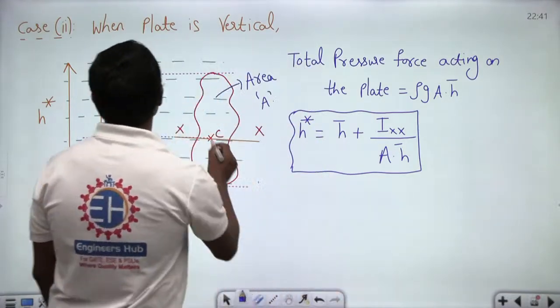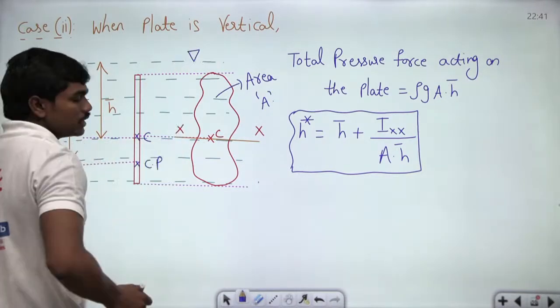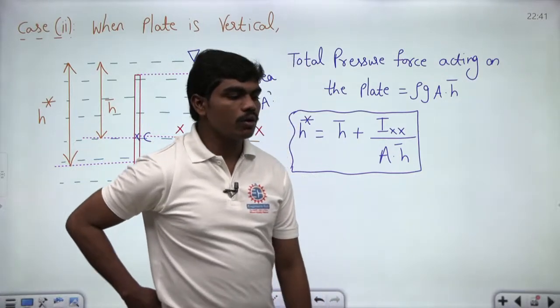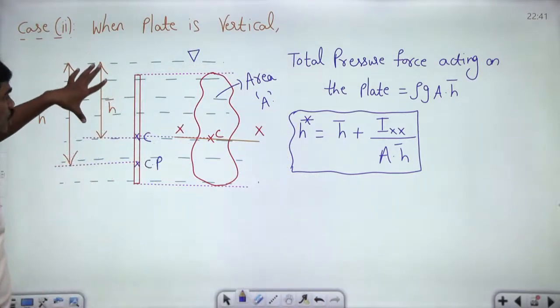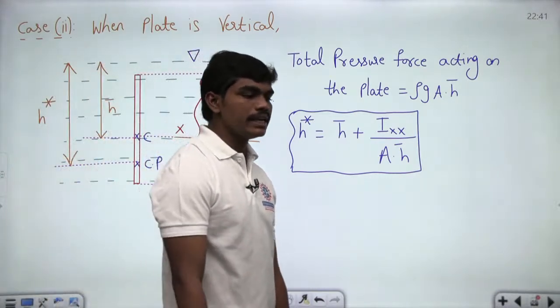In both the cases, this is free surface. Okay, I am talking about free surface in this case even. So this is free surface. Clear? Rho g A times H bar, and what is the dimension of this H bar from this top surface, because the plate is vertical, correct? So you can easily identify.